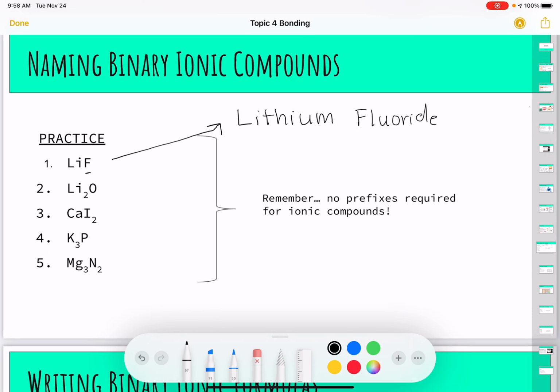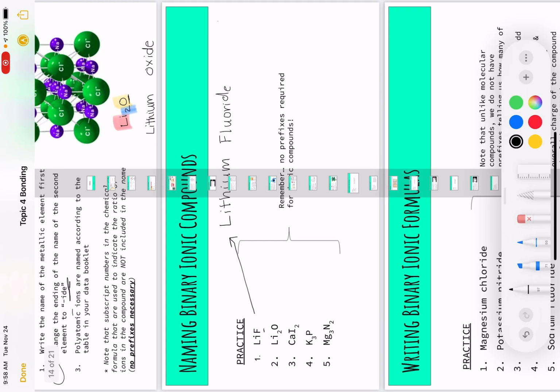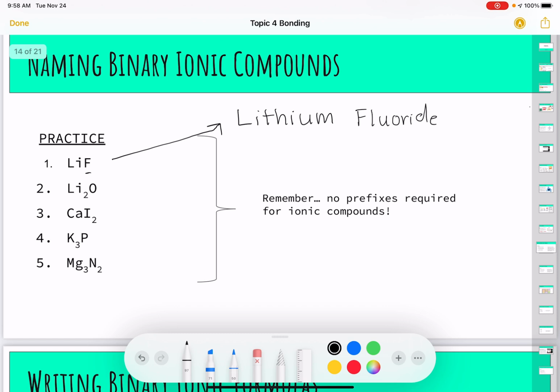All right, our second one here, this is Li and O. We already know from the question before that Li stands for lithium. And then O, I hope you already know what O is. O is oxygen. We actually just did this one. That's the one I made up on the last slide. And then we change that ending to IDE. So it becomes oxide. And then that's it. Lithium oxide.